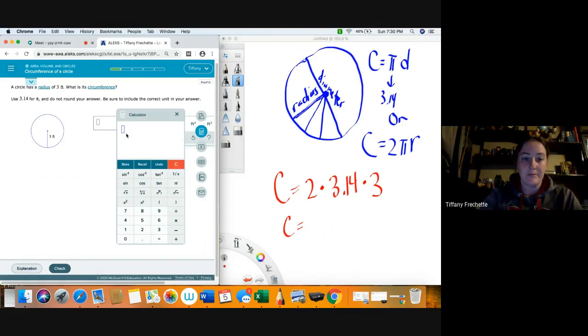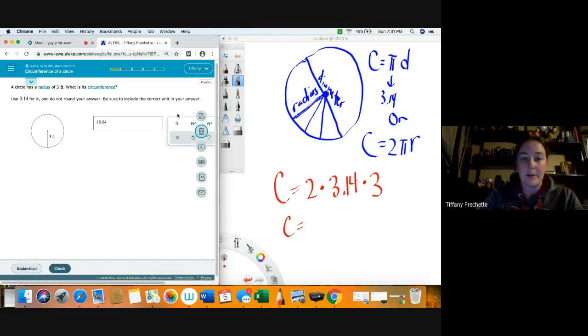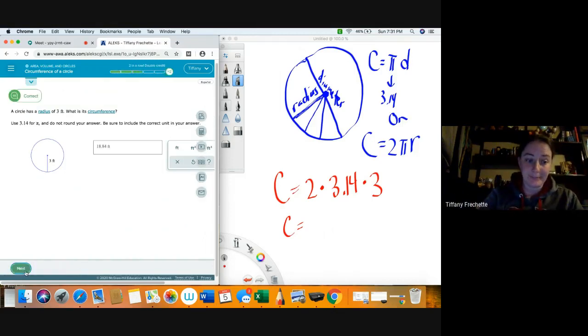All right, so C equals, I'm going to click on my calculator again. 2 times 3.14 times 3, and I'm going to hit equals. So we get 18.84. And again, we need to make sure we put the units in there. It may give you one warning, but it will eventually mark you wrong if you don't put the units in. I've already tested that out on another video. It may very well mark me wrong if I try to do it again without the units.